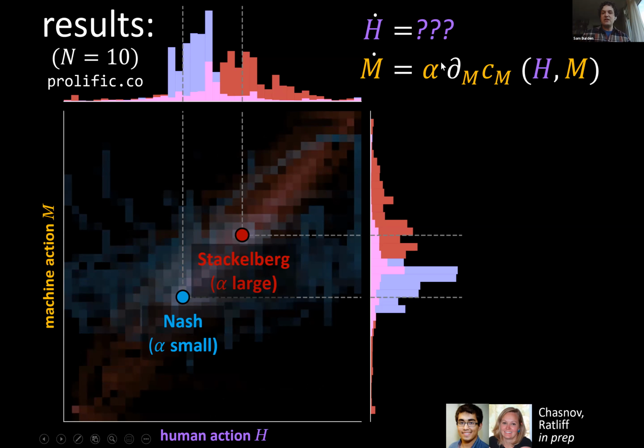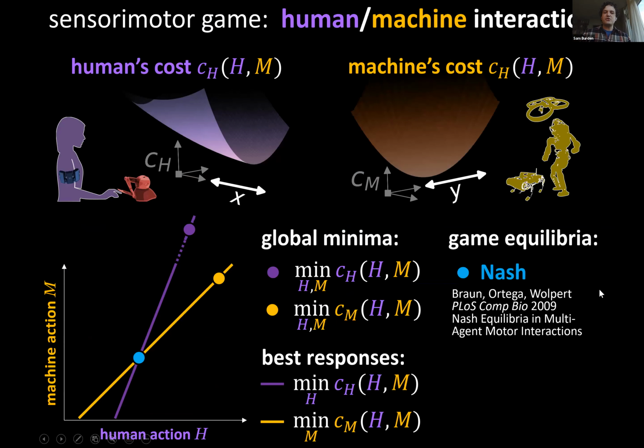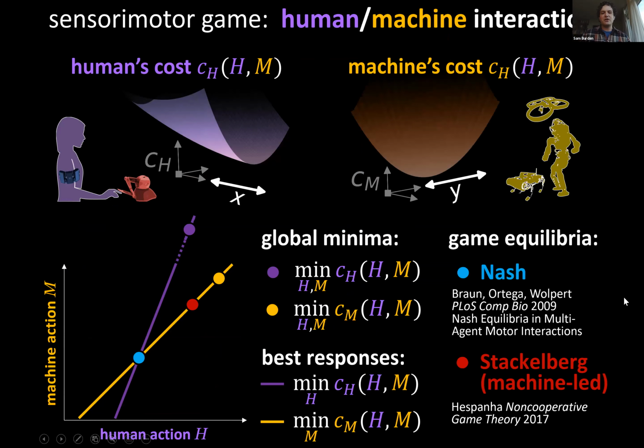In this case, when the machine is learning quickly, it's effectively acting as the leader because it's getting to where it wants to be very quickly. And then the human responds to that. And they get to take advantage of it and end up at a place that's in general better for them, this Stackelberg thing. And so in this picture, it's not just the global minimum, it's not just the Nash equilibrium that we need to pay attention to, it's also the Stackelberg.